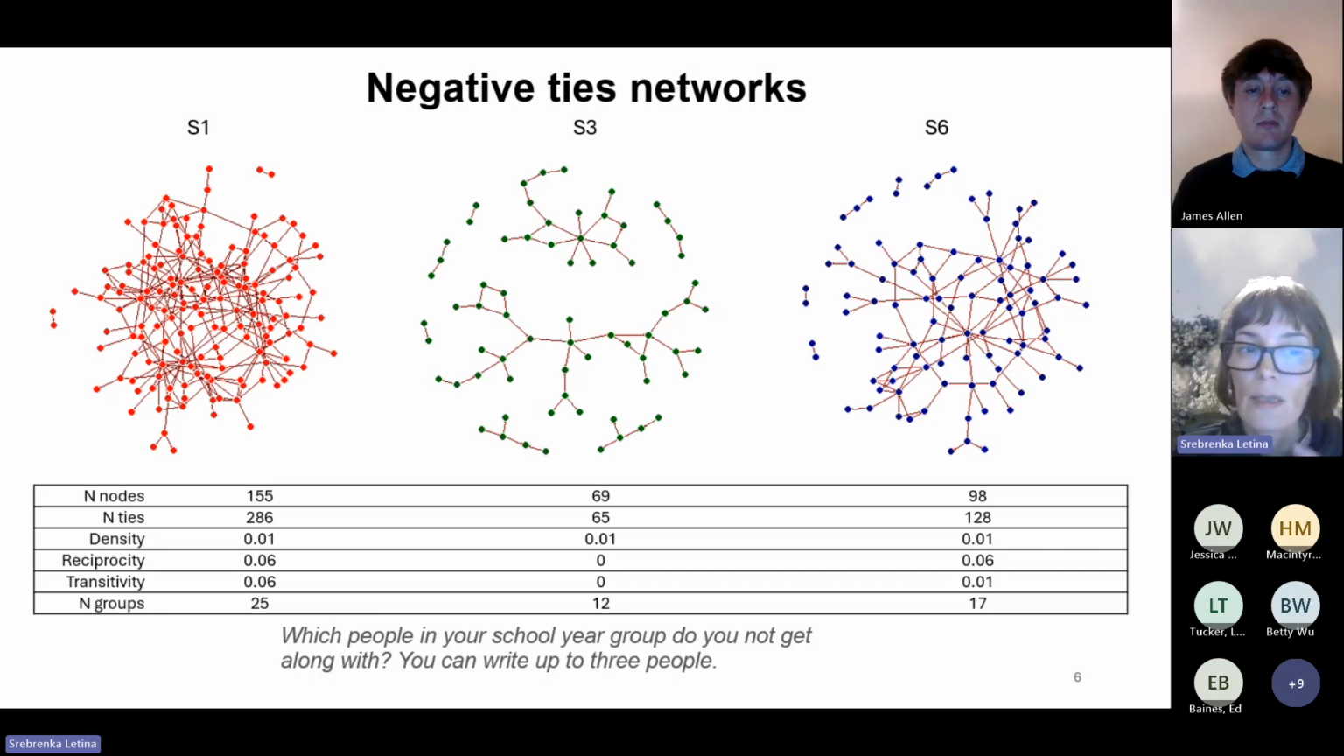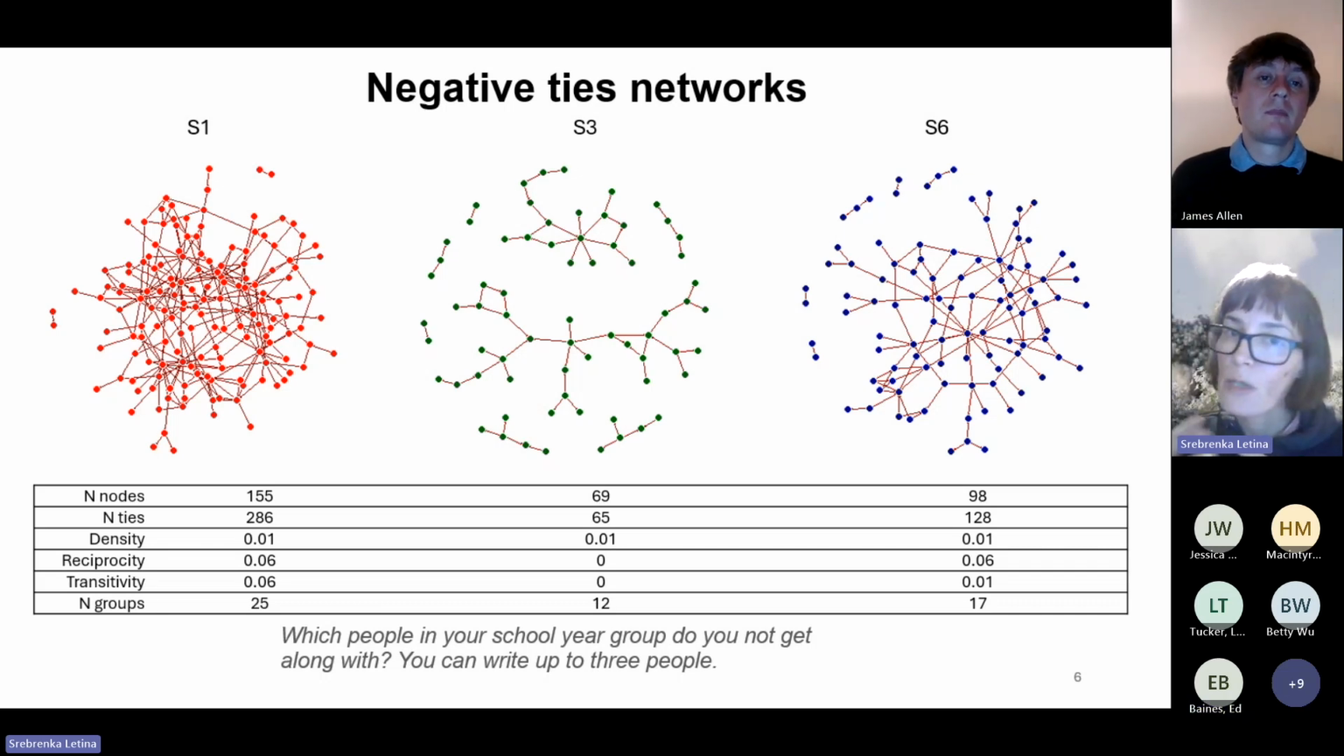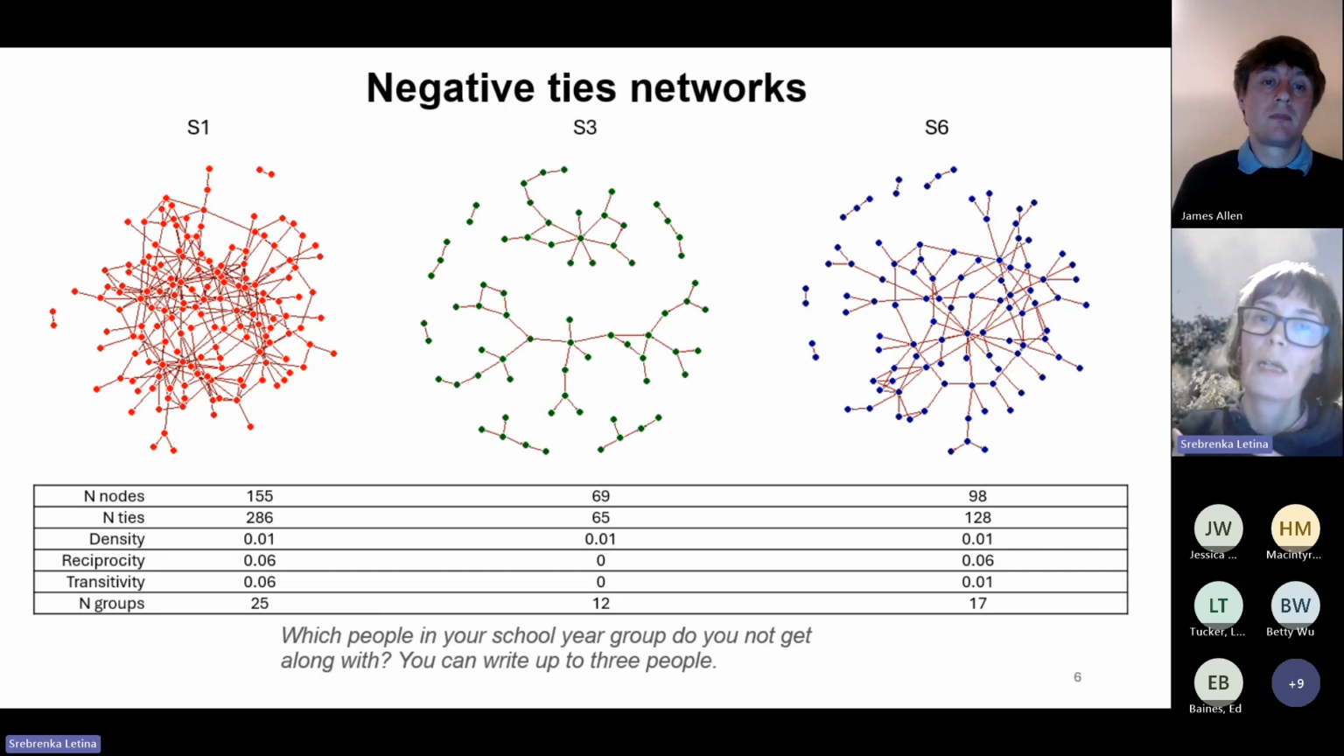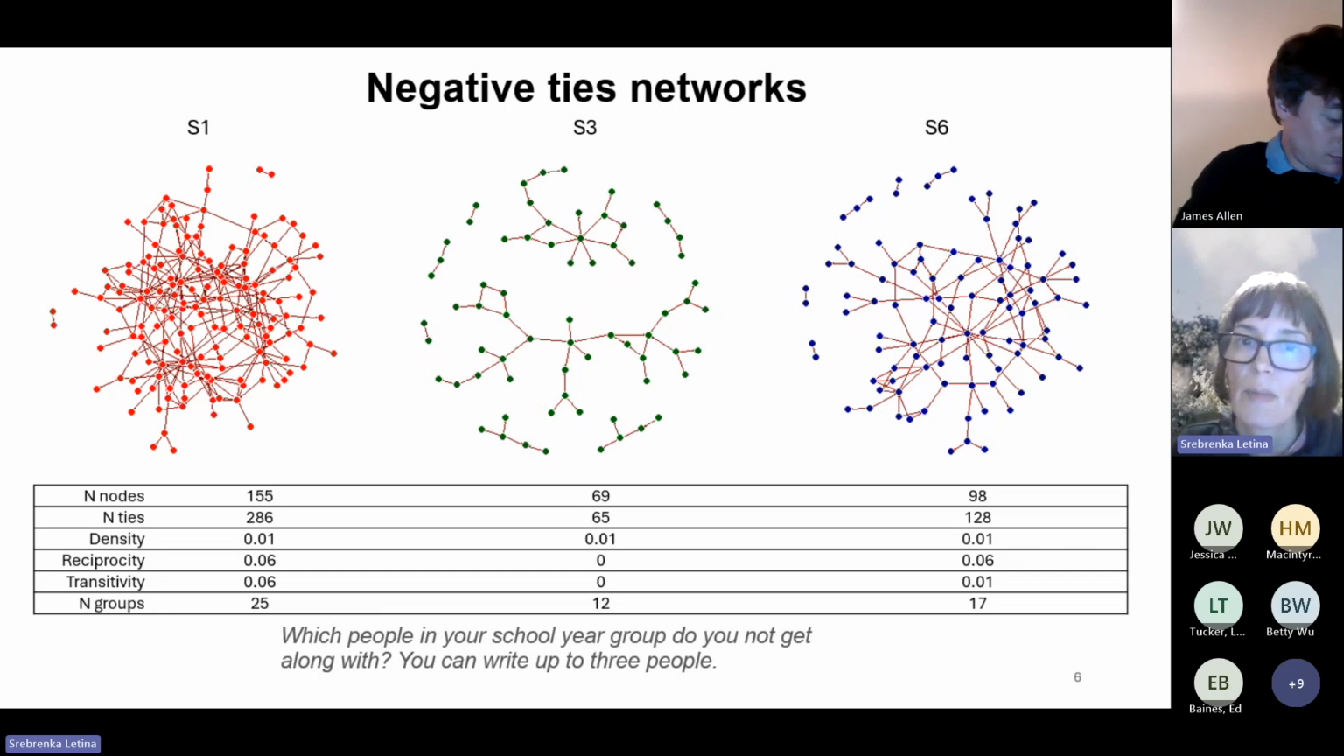First, there is a lower reciprocity. So if I nominated you as somebody that I don't get along with, there was not a lot that we saw that that person also nominated myself as somebody that they don't get along with, which is very interesting when you think about it. And then transitivity almost does not exist.